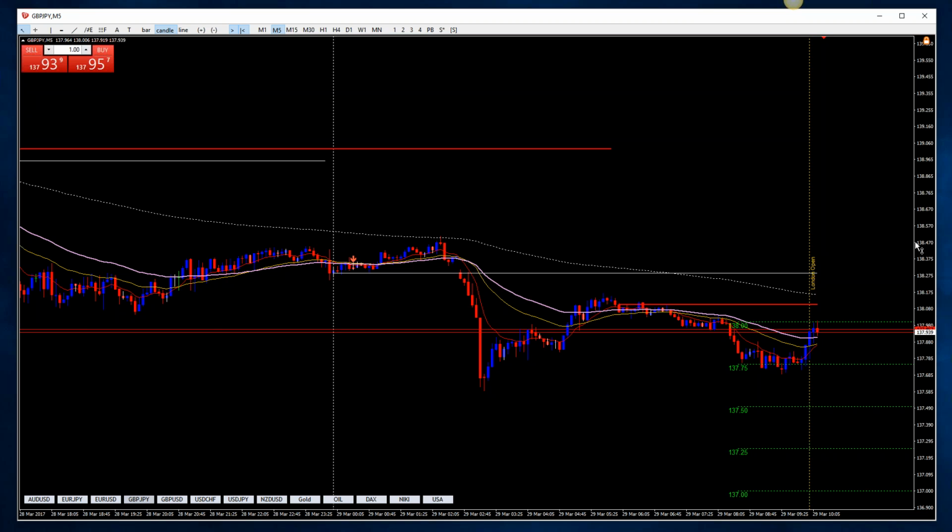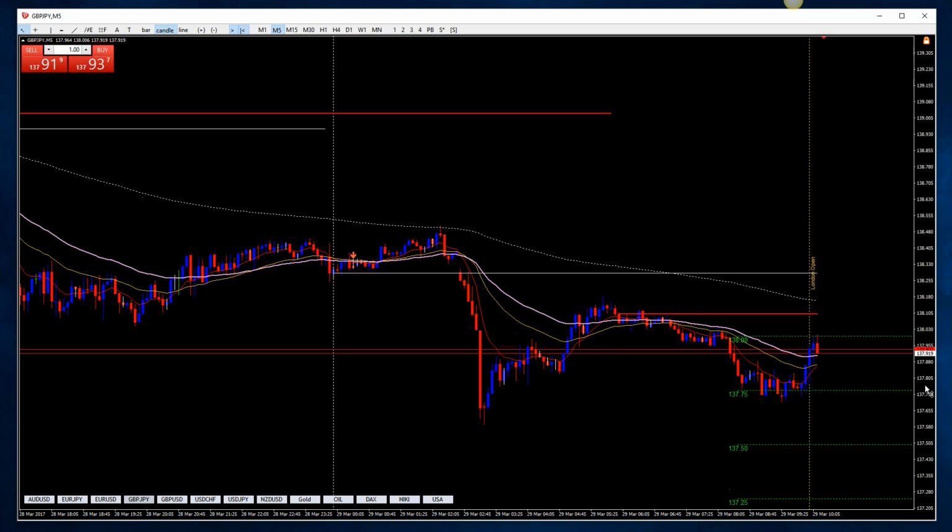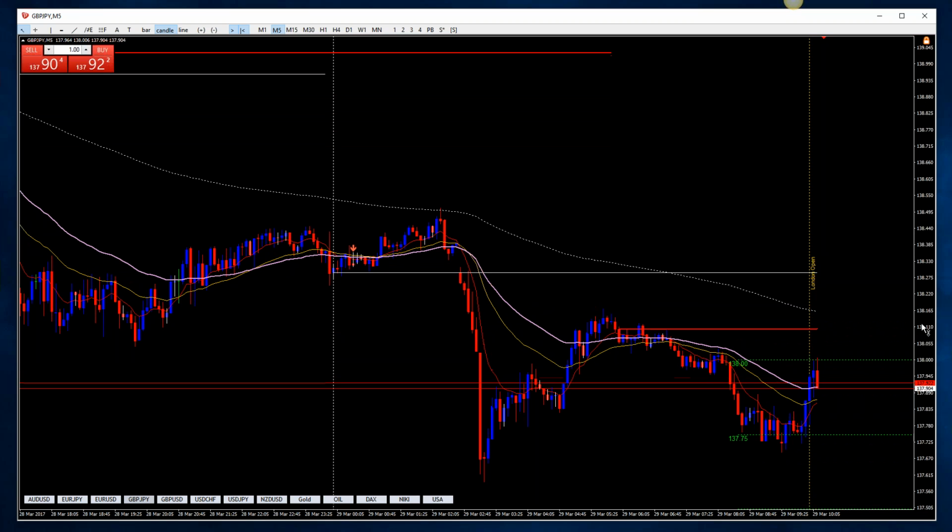So let me just quickly go over 2 different setups that I have. I can see 1 or 2 of them happening here on the pound yen. I'll flip between a few of the pairs.